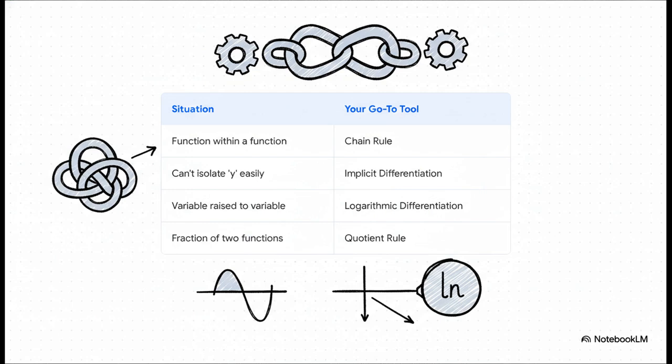Think of this as your decision-making guide. If you see a function inside of another function, your brain should immediately go chain rule. If you can't get y by itself, you know to go for implicit differentiation. You see a variable raised to a variable, that is a job for logarithmic differentiation. And a fraction, well, that's our good old friend, the quotient rule.